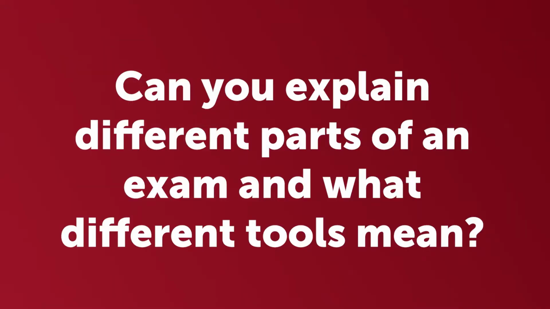Can you explain different parts of an exam and what different tools mean? It all starts with a case history. So we sit down with the family and we're asking questions about what their concerns are, what kind of issues the child might be having, how they seem to respond to sound, what's their medical history, are there any high risk factors for hearing loss. And while we're doing that, we're also observing the child and seeing how they're responding to us, how they're behaving in the environment, because we're already starting to plan how we're going to evaluate the child and what the best way is to get the information.